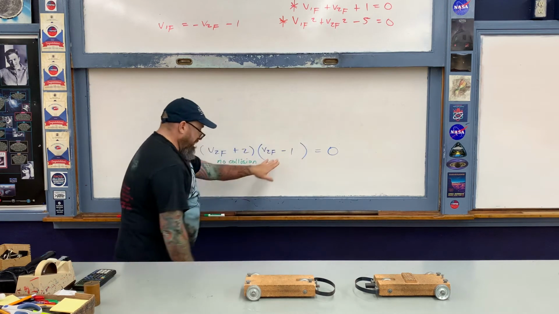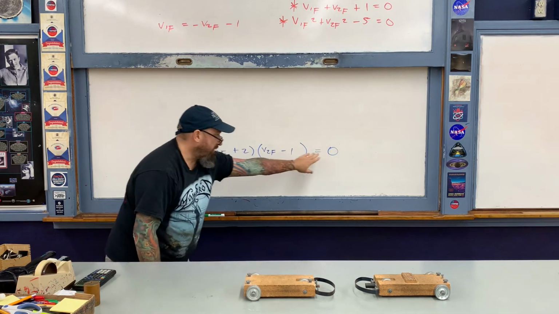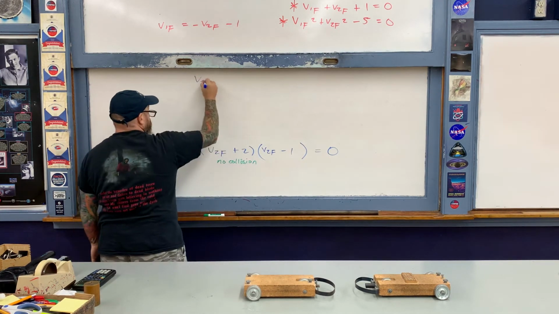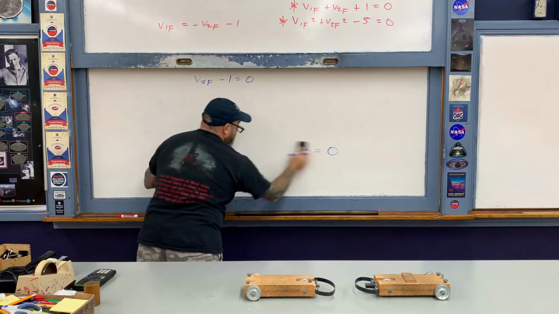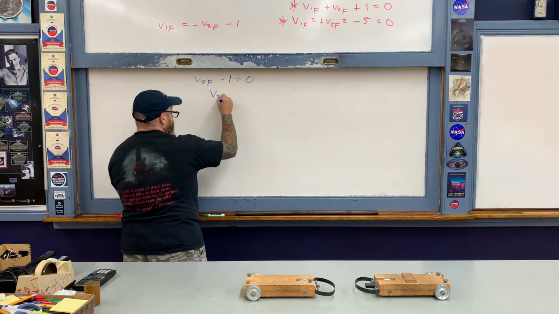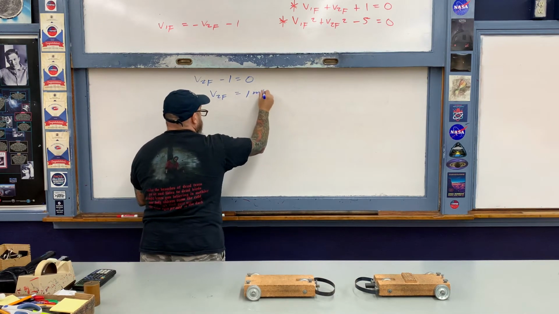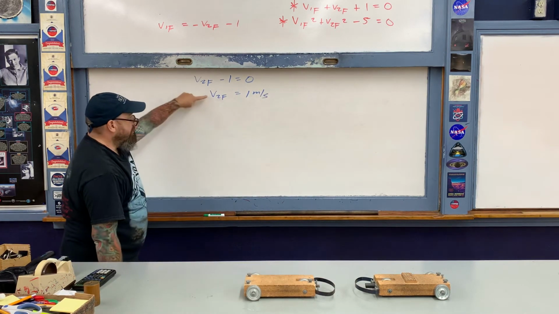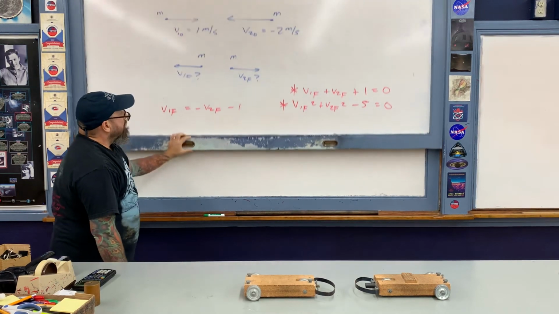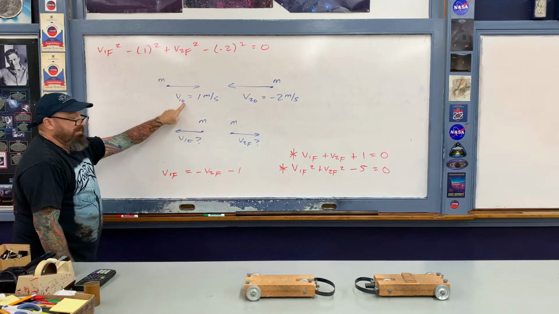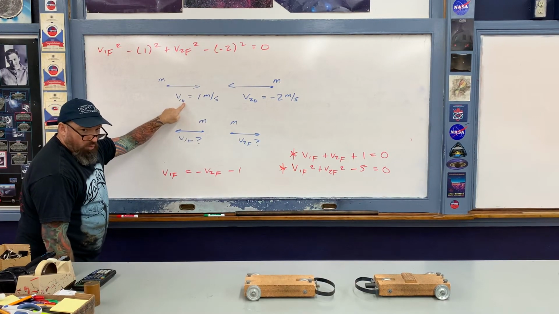We'll do so by taking this factor here. This is the one that we want. It will set it equal to 0. And now let's go ahead and solve for the V2 final. And pretty obviously, the V2 final then ends up being a positive 1 meter per second. Notice that the final velocity of number 2 is the same as the initial velocity of number 1.